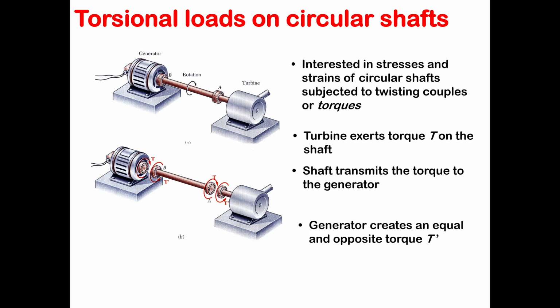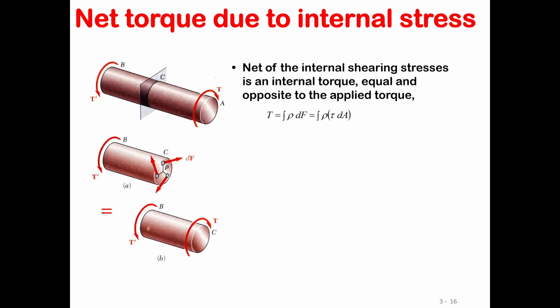So that's the whole purpose of this lecture, the torsion analysis in general, and eventually you want to find the failure point, the torque you need for your shaft to break, right? So to start the theoretical analysis, you want to find the net of internal shearing stresses, which is an internal torque, and it is equal and opposite to the applied torque.